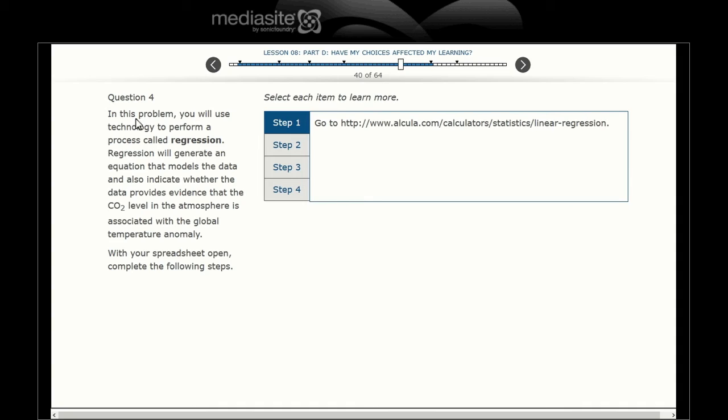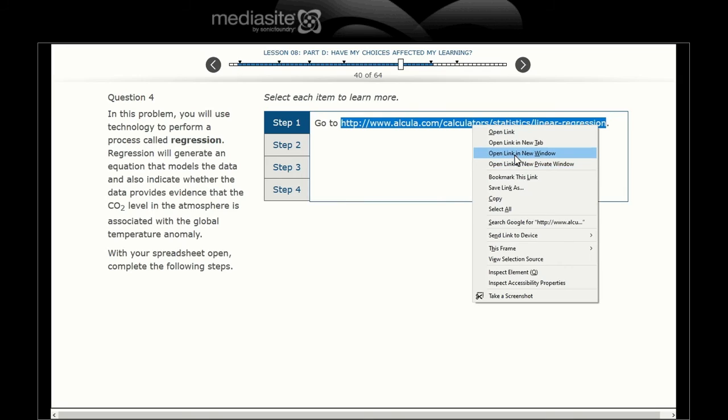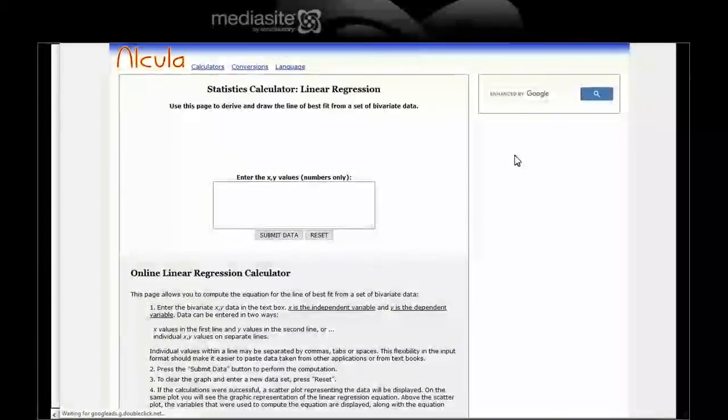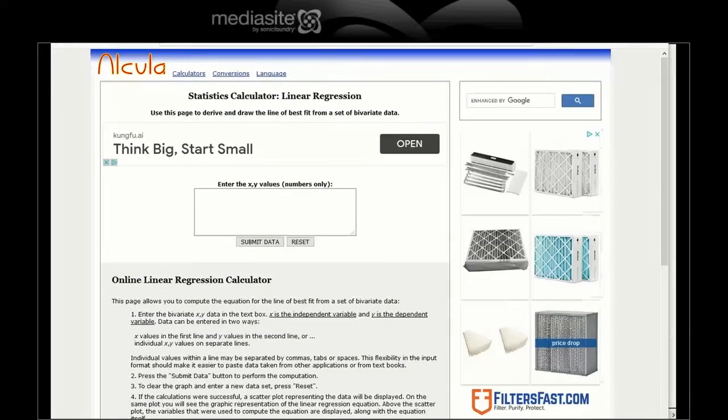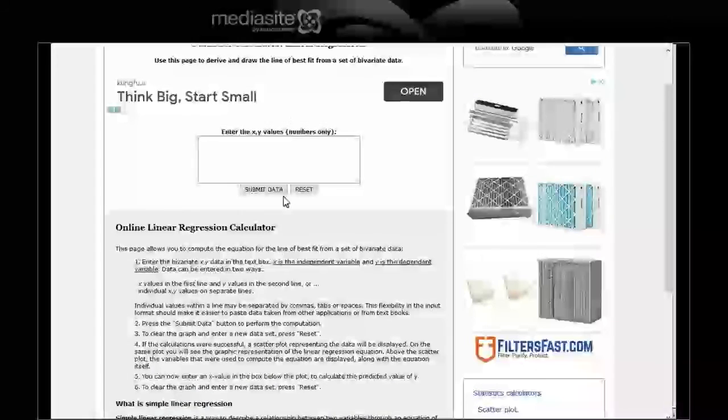Okay, in this problem, you use the technology to perform a process called regression. This is a website that you can do things in. In here we're going to use the website, and in the question session we'll use Excel. So let's highlight it, right click, open link in new window.